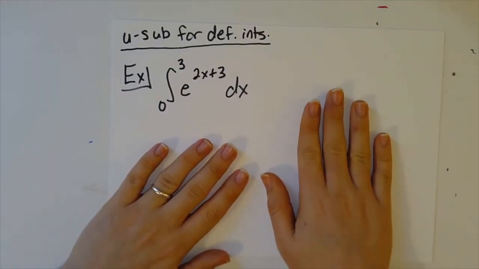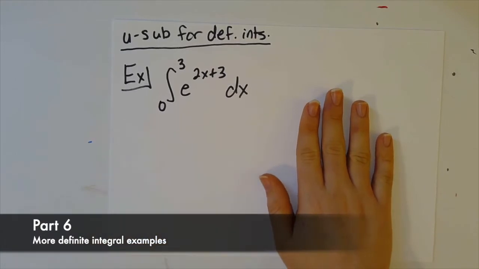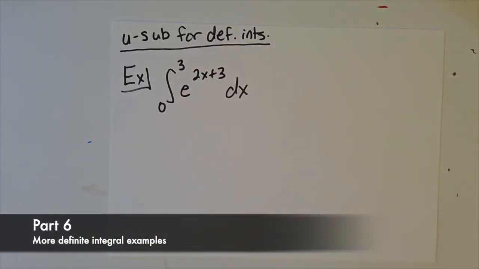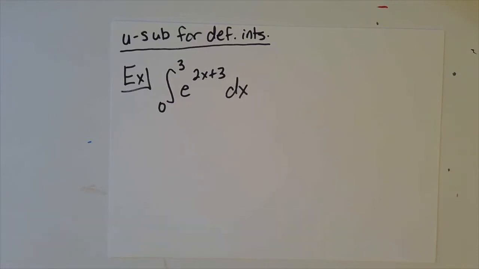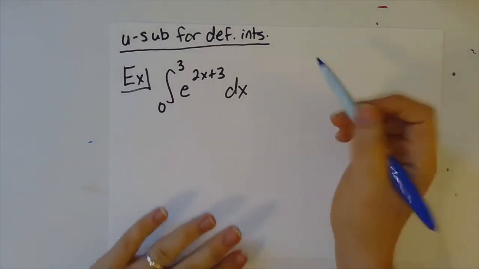Hello, class. We're back today with a few more examples of handling definite integrals with u-substitution. So let's start with this, the integral from 0 to 3 of e to the 2x plus 3.